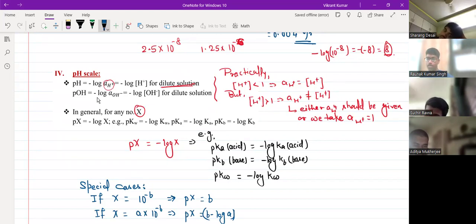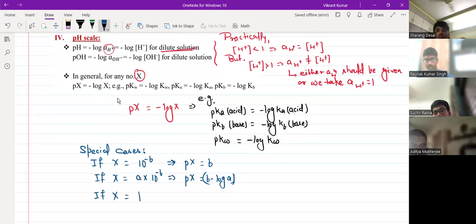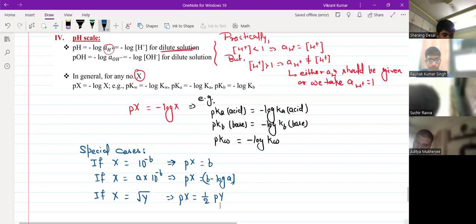Okay. Or let me tell you one more case. If x is root under y, then px will be half of py. Isn't it? When you take the log, the half comes outside. That is the simple thing we have to do. These are the things you'll be using a lot, and that's why I told you this type of number. Like I'll give you an example. Any doubt in this case?